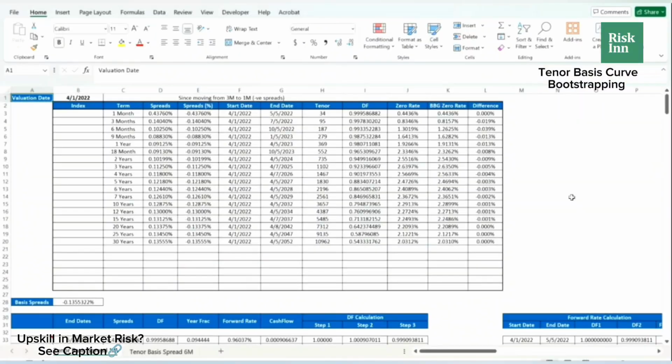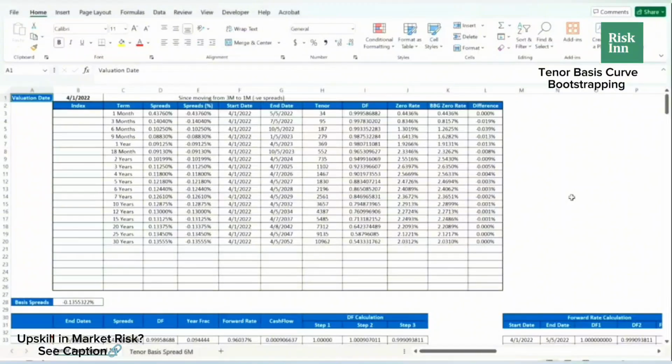Now let's focus on applying that theory using this Excel template developed by Crss. What you see here is the standard template designed to bootstrap the tenor basis curve. This template is versatile and can also be used for construction of the cross-currency curves. Today we will be focusing on its application to the tenor basis curve bootstrapping.